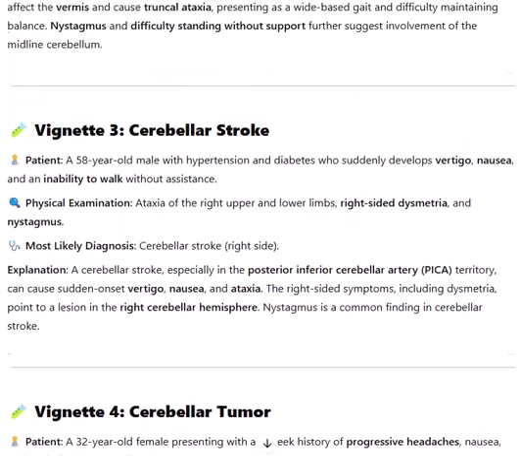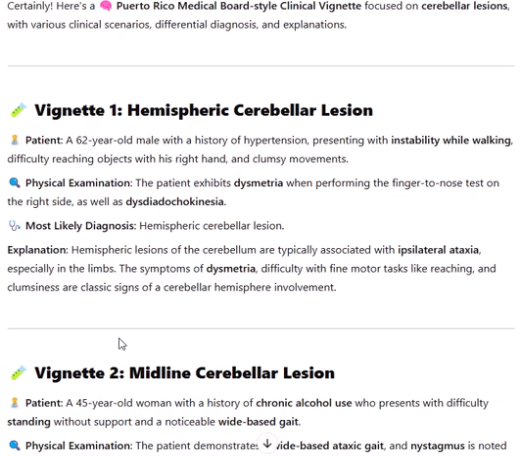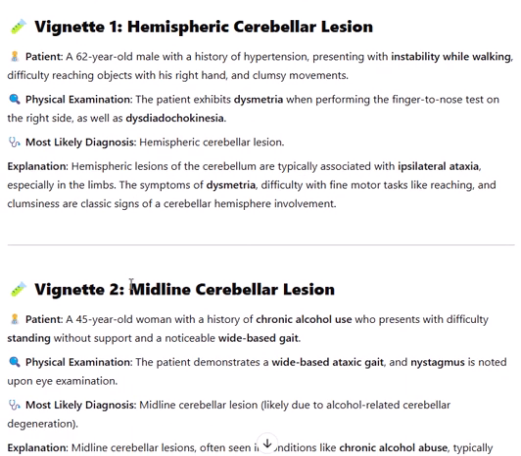Certainly. Here's a Puerto Rico Medical Board style clinical vignette focused on cerebellar lesions with various clinical scenarios, differential diagnosis, and explanations. Vignette 1, Hemispheric cerebellar lesion. Patient, a 62-year-old male with a history of hypertension, presenting with instability while walking, difficulty reaching objects with his right hand, and clumsy movements. Physical examination. The patient exhibits dysmetria when performing the finger-to-nose test on the right side, as well as dysdiadochokinesia. Most likely diagnosis, hemispheric cerebellar lesion.